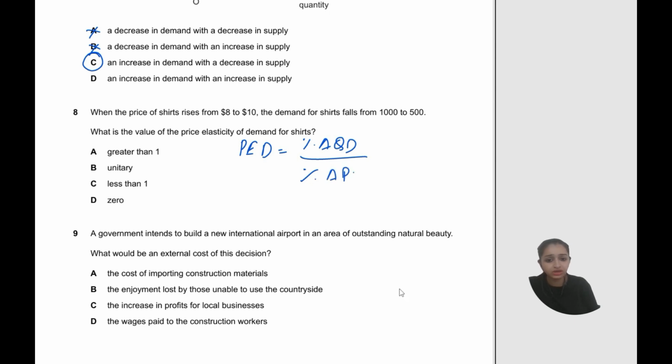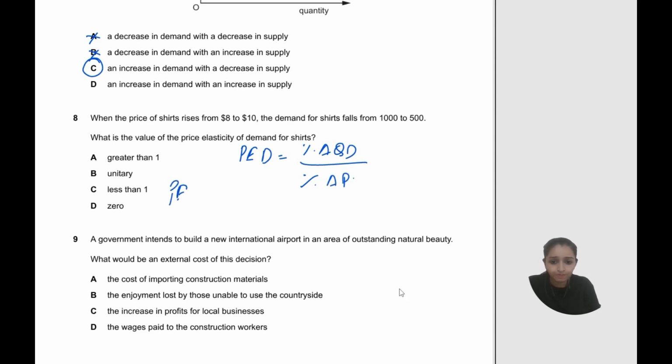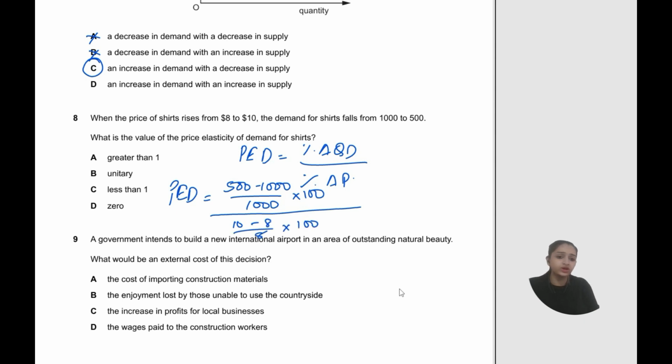Now percentage change can be found like this. PED is equal to the new quantity, 500 units minus 1000, upon 1000 into 100. This is the numerator, divided by the new price, 10 minus 8, upon 8 into 100. So basically, how do you find the percentage change? It is always new minus old upon old into 100.